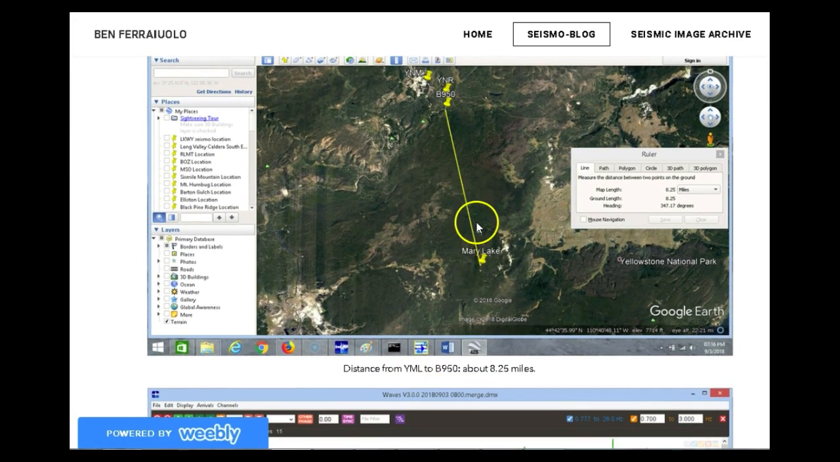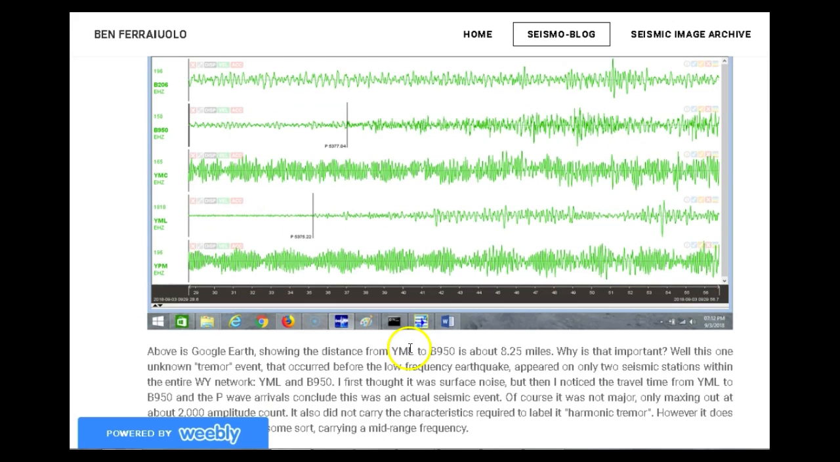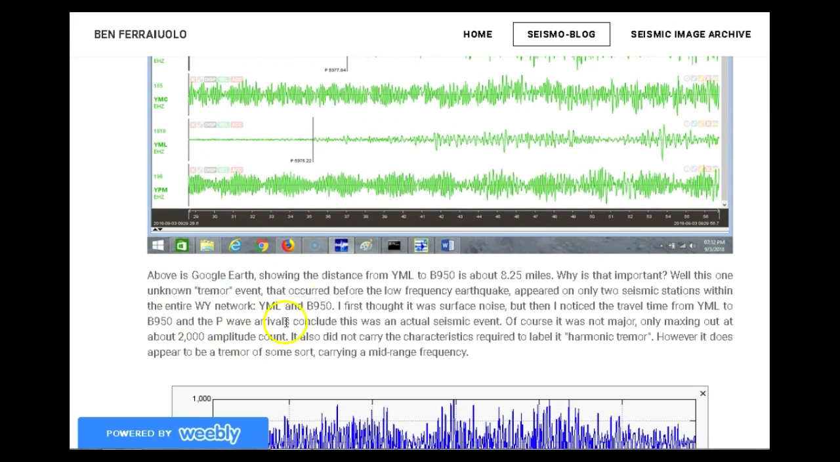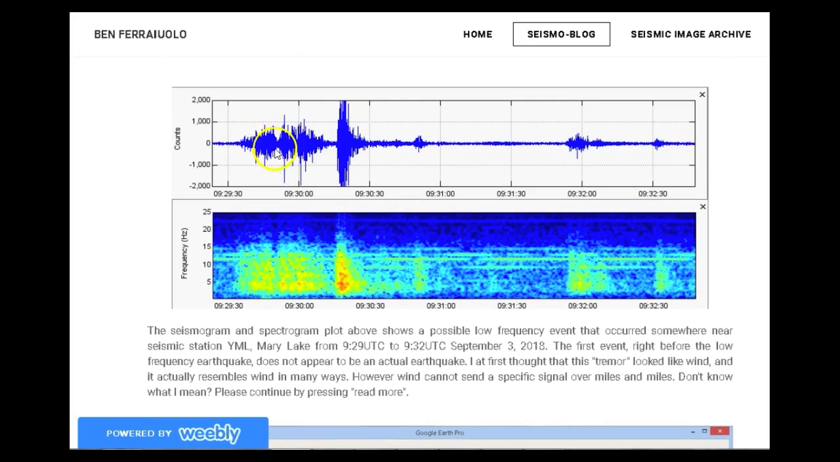Alright, distance from YML to borehole 950 is about 8.25 miles. Above is Google Earth, showing the distance from YML to B950 is about 8.25 miles. Now, why is that important? Well, guys, we are first talking about just this right here. We'll talk about this earthquake in a second. I'm going to talk about this.